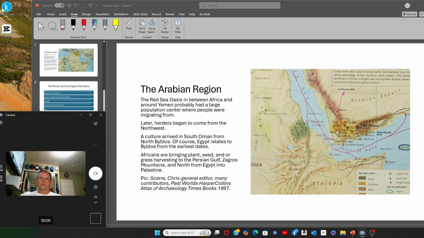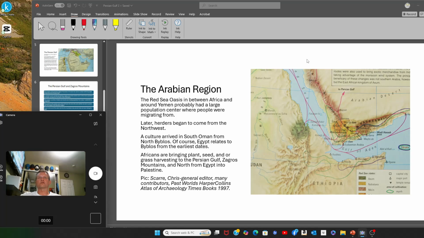And then the earlier people, not these same people, but the earlier people that were here, are the people that are moving in to the east and north, trying to get to the Persian Gulf. So later herders began to come from the northwest. In the north, animals are coming from the north.